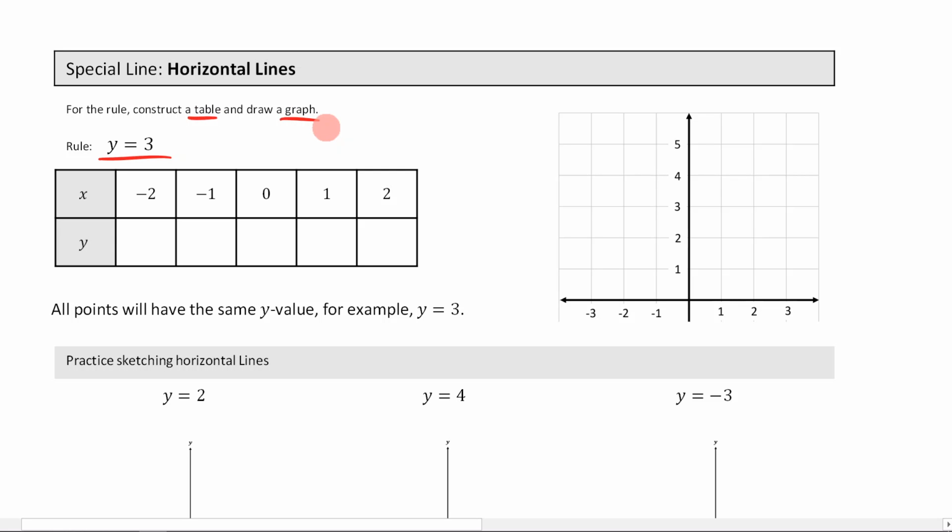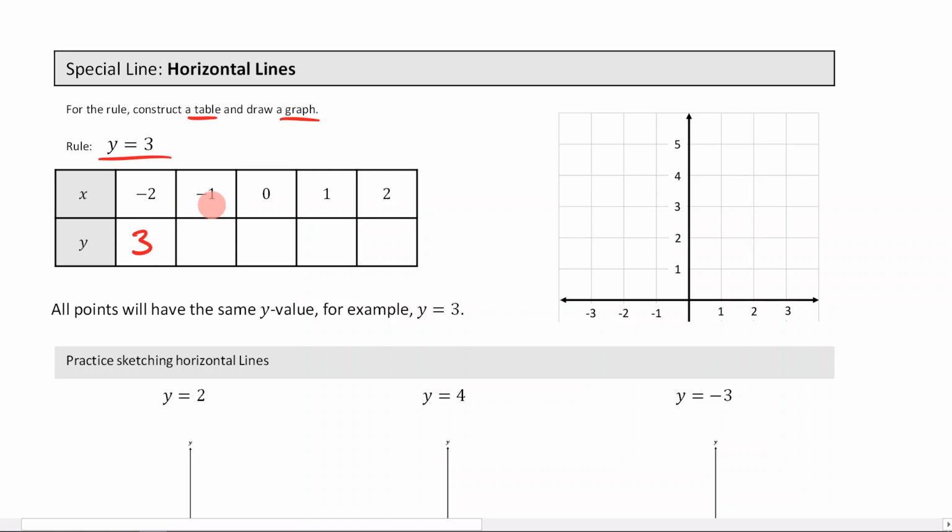All right, this is an interesting one, and this is why it's a special line. You would think that I would go about it in the same way, and I do, by subbing in my x values into my rule. But do you notice how there is no x value in my rule? So what that means is that y is always equal to 3, meaning that when x is equal to 2, y is equal to 3.